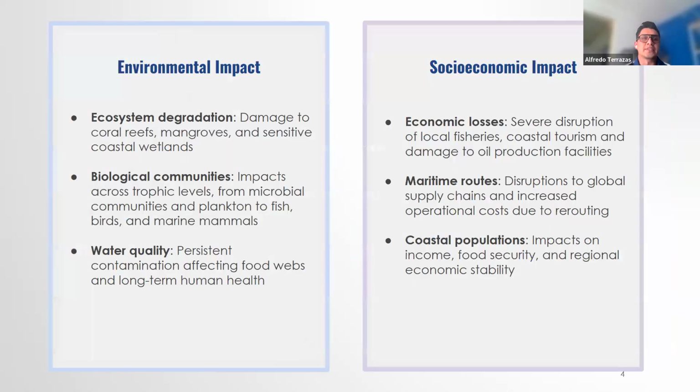Well, why is this important? Spills have a huge environmental and socioeconomic impact, such as economic degradation, effects on biological communities, water quality, economic losses, maritime routes, and coastal populations. So this impacts a lot of things. This is why we think this is so important to be studied, and when spills happen, to be contained and to face the impact of the spills.